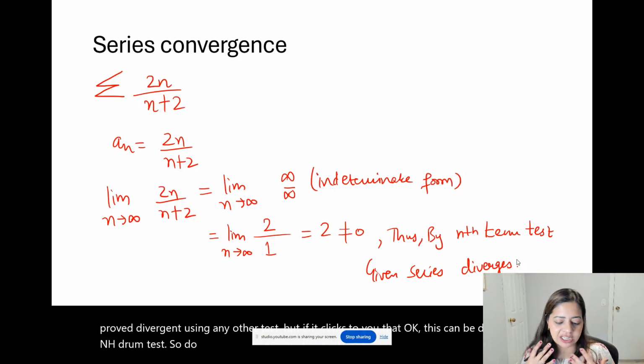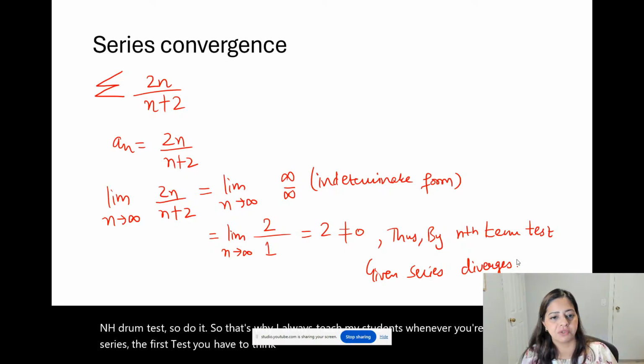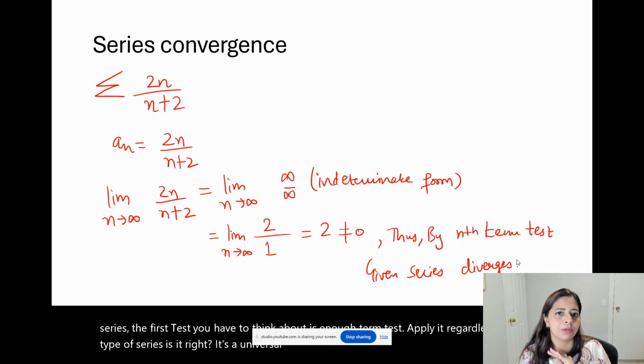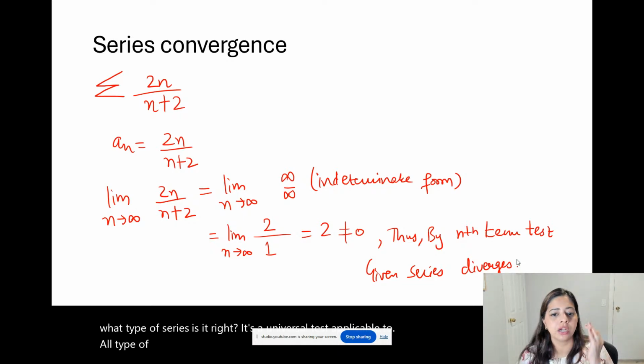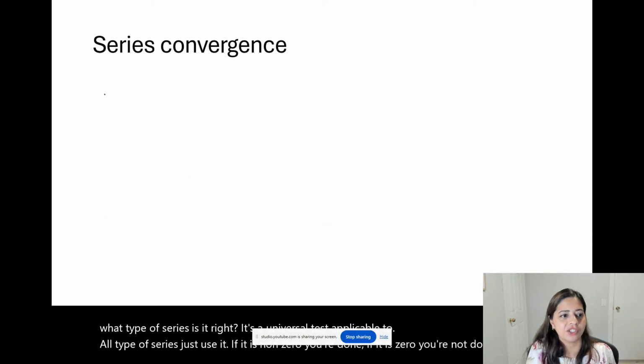So that's why I always teach my students, whenever you're trying to do series, the first test you have to think about is nth term test. Apply it regardless of what type of series it is, right? It's a universal test applicable to all types of series. Just use it. If it is non-zero, you're done. If it is zero, you're not done. So now I'll give you an example where it is zero.